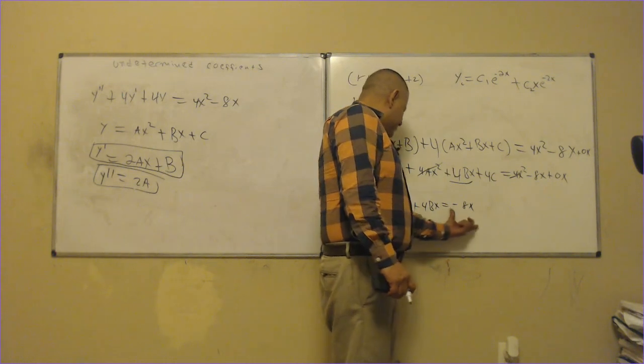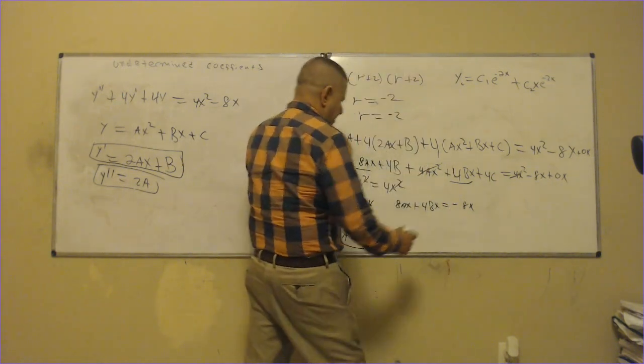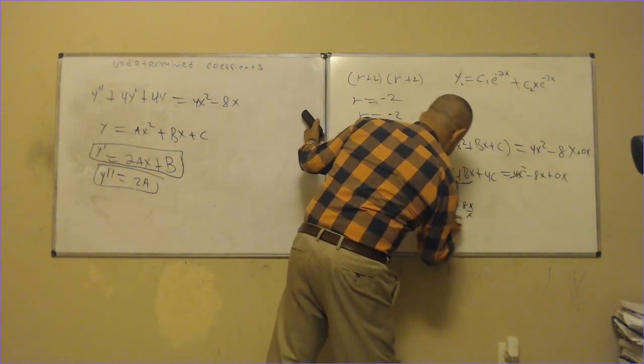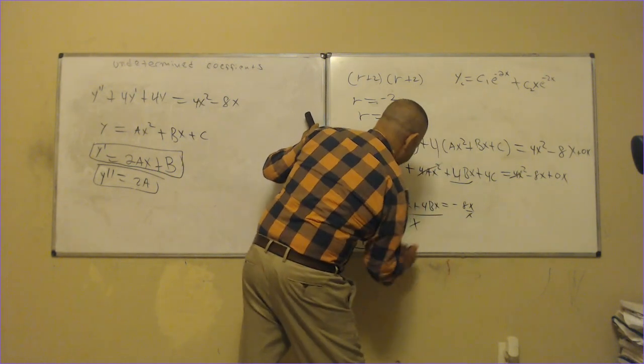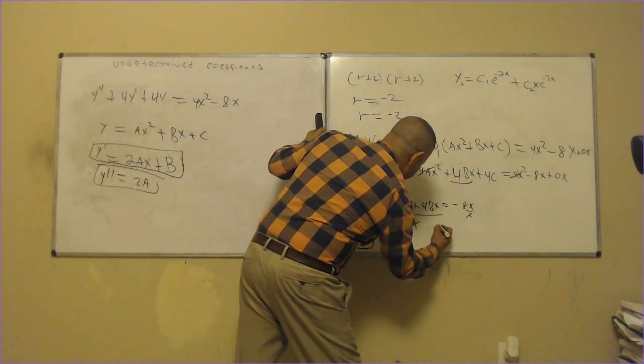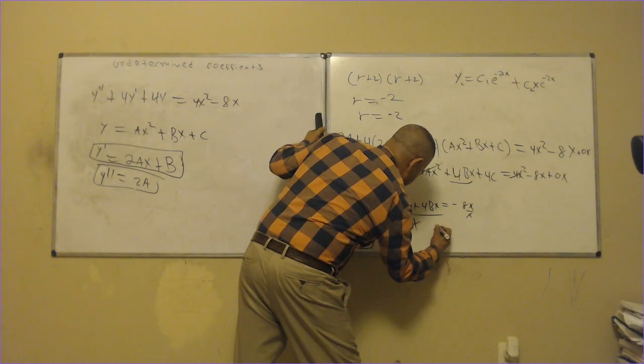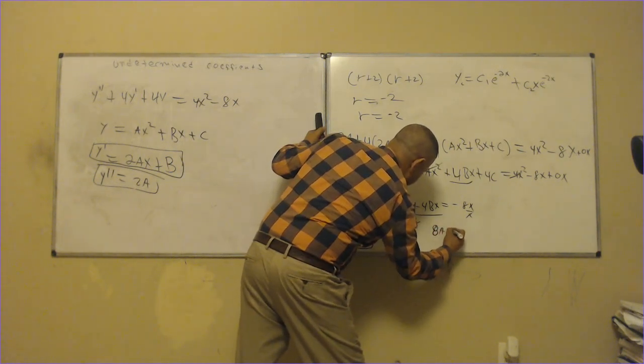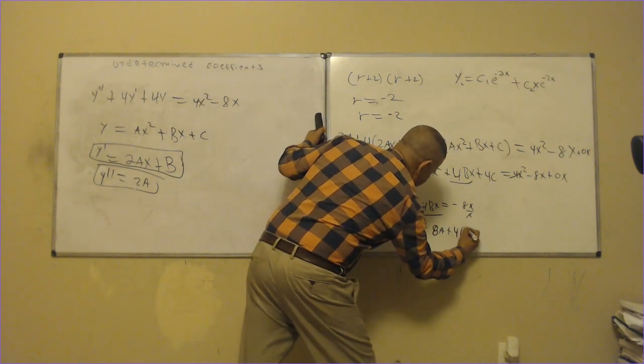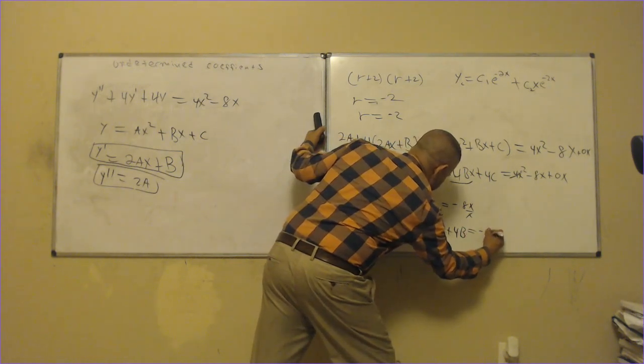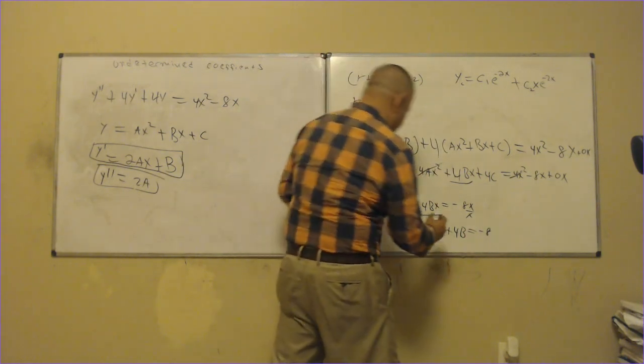Now, to clean this up, you can divide by x, right? X is common. So divide the whole thing by x. And we get 8a plus 4b equal to minus 8, right?